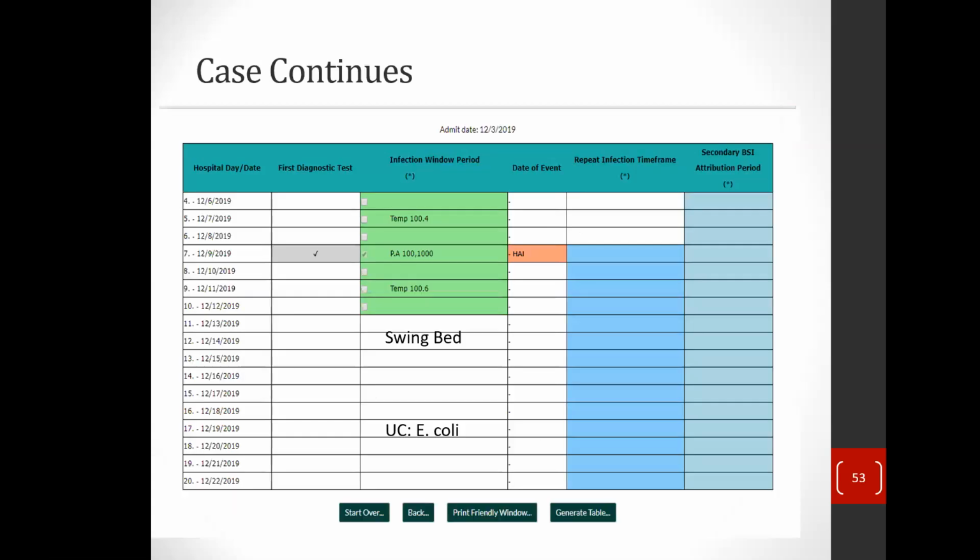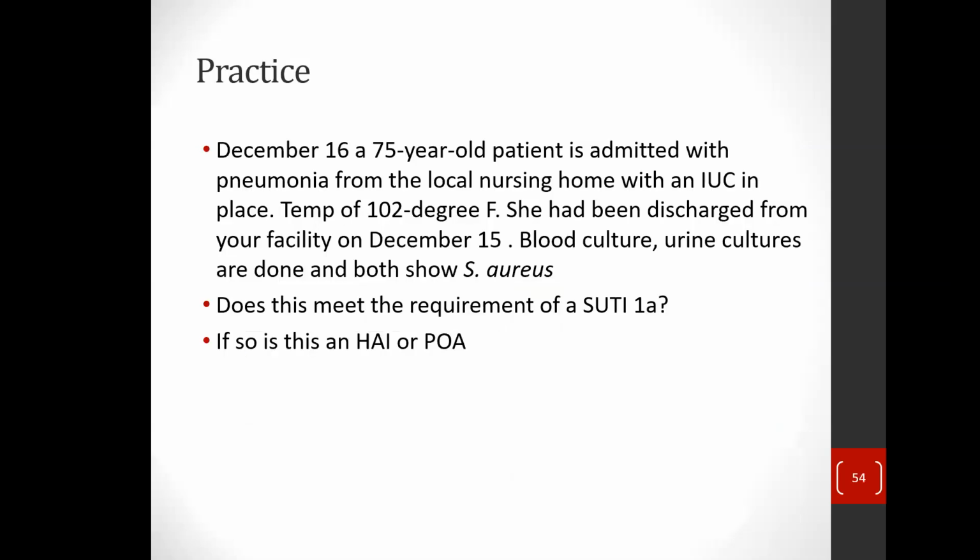Let's look at that picture, mapped out. The transfer on the 14th, and E. coli on the 17th. If they are in the same location in your facility, even though now they're a swing bed patient, because I know a lot of you work that way, that E. coli would just be added to the Pseudomonas UTI, and it would be one UTI.